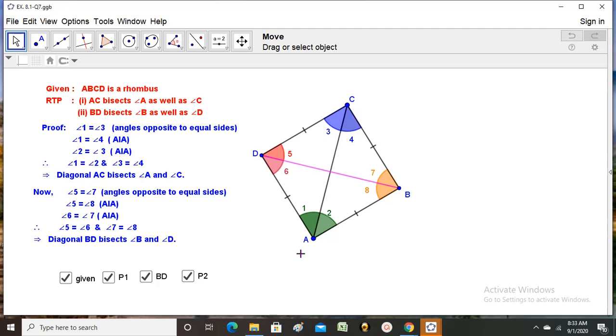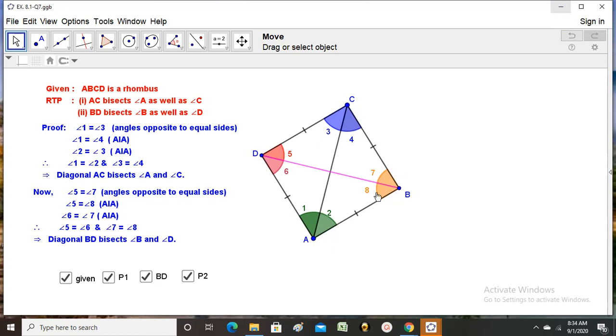Yes, sir. When the diagonals bisect the opposite angles, it becomes a rhombus, or in a rhombus the diagonals bisect the angles. Both ways we can prove. Okay. Now let me go through the next problem. If you all finish noting down, I will go for the next one.